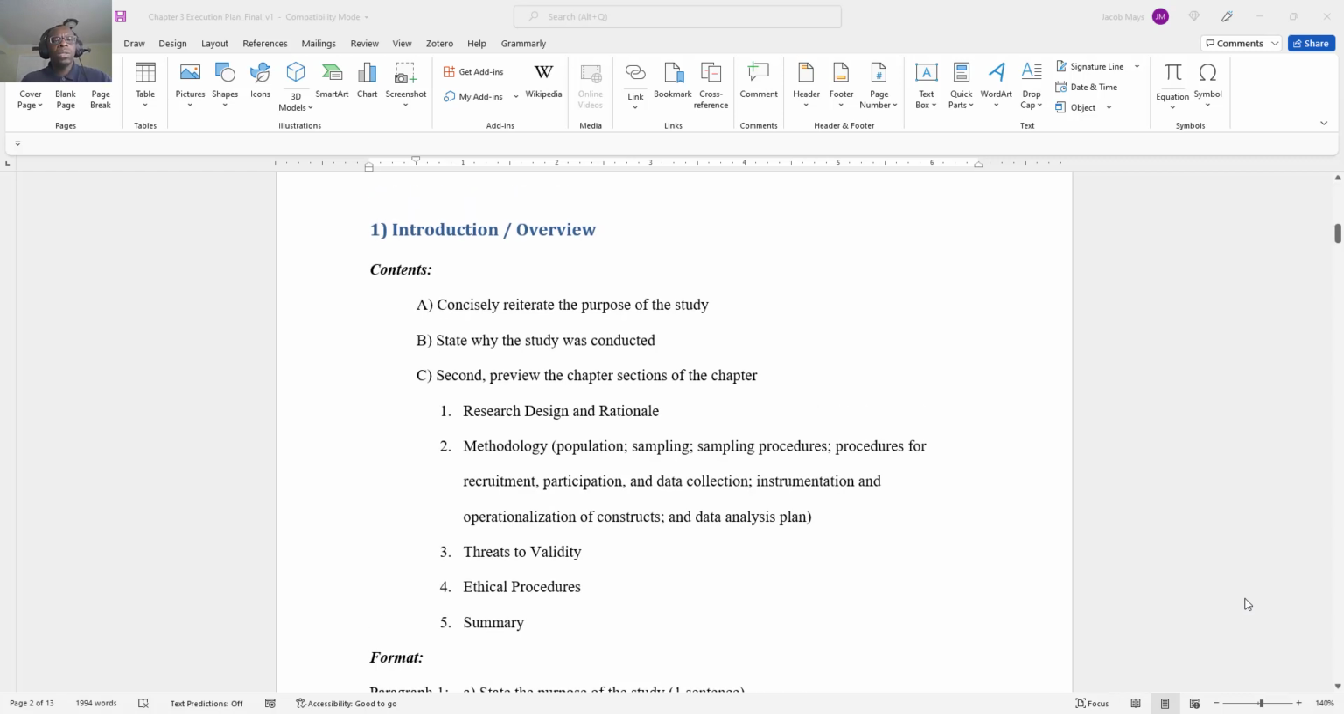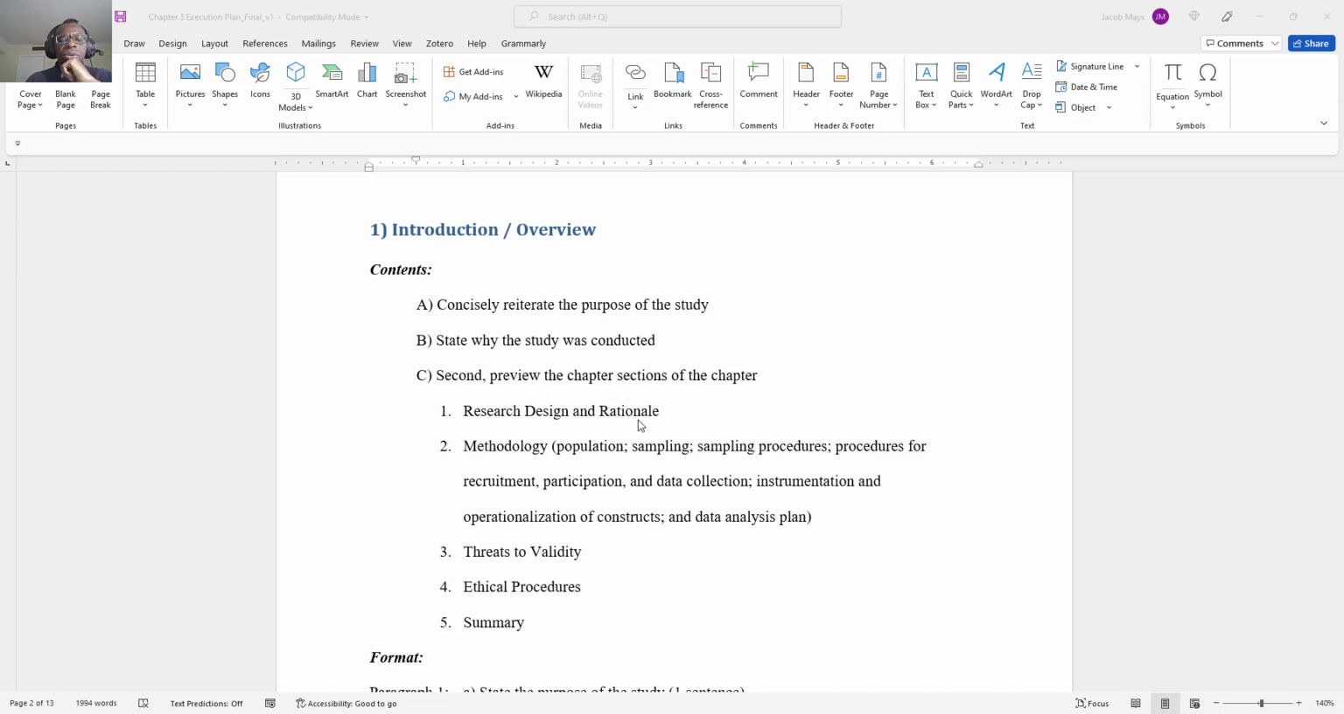All right. So now we're going to start with the introduction to the methodology chapter. And here we have all the things that we're going to discuss in this section, or write about in this section. We're going to concisely reiterate the purpose of the study. We're going to state why the study was conducted. And then we're going to preview the chapter sections in this chapter.